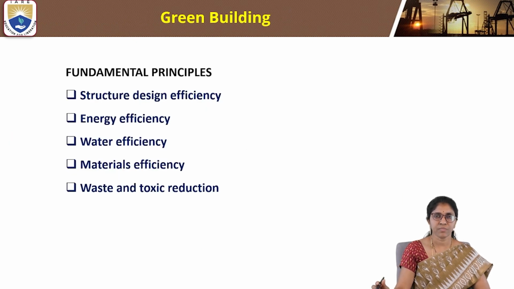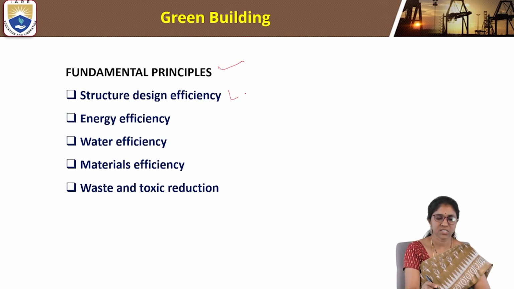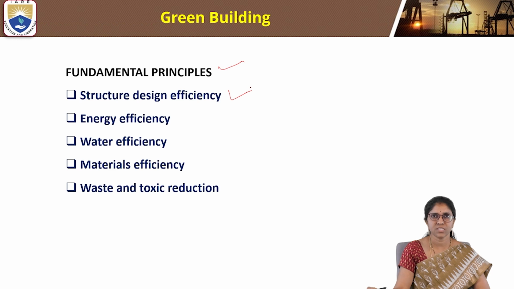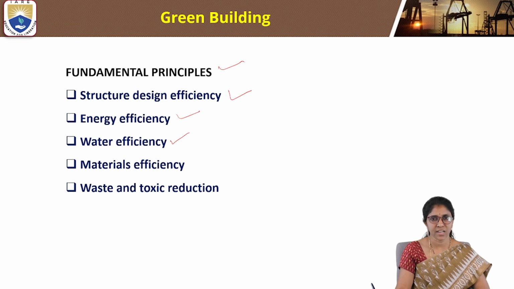So what are the fundamental principles of green building? Structure design efficiency, energy efficiency, water efficiency, materials efficiency, and waste and toxic reduction. These are the fundamental principles for the construction of a building: structure design efficiency, energy efficiency, water efficiency, materials efficiency and also waste and toxic reduction.